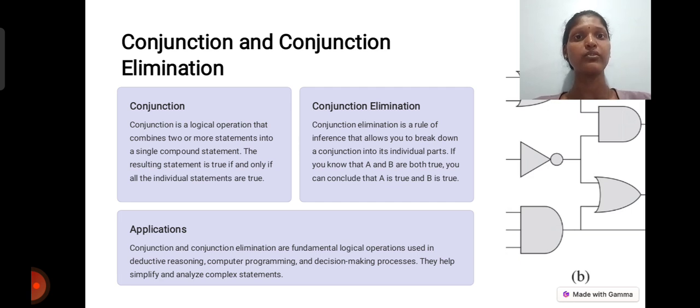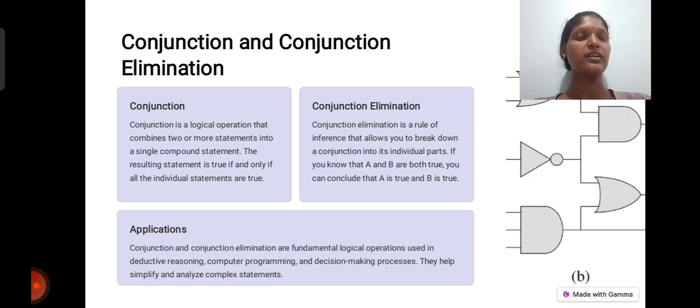In application, conjunction and conjunction elimination are fundamental logical operations used in deductive reasoning, computer programming and decision making processes. They help to simplify and analyze complex statements.